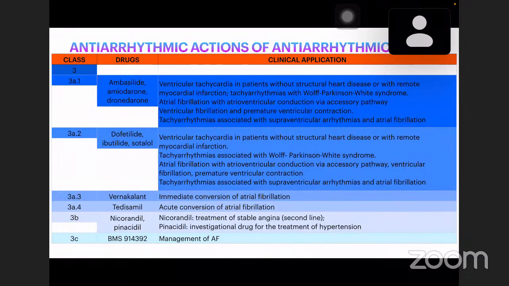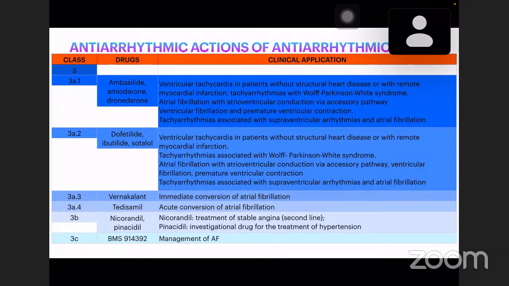Tachyarrhythmia caused by WPW syndrome, atrial fibrillation with atrioventricular conduction by accessory pathway, ventricular fibrillation, tachyarrhythmia associated with supraventricular arrhythmias and atrial fibrillation. So dofetilide, ibutilide, and sotalol are used in patients without structural heart disease or with remote myocardial infarction. Tachyarrhythmias caused by WPW syndrome, atrial fibrillation, same as class 3A.1, by any accessory pathway, tachyarrhythmias associated with supraventricular arrhythmias and atrial fibrillation.